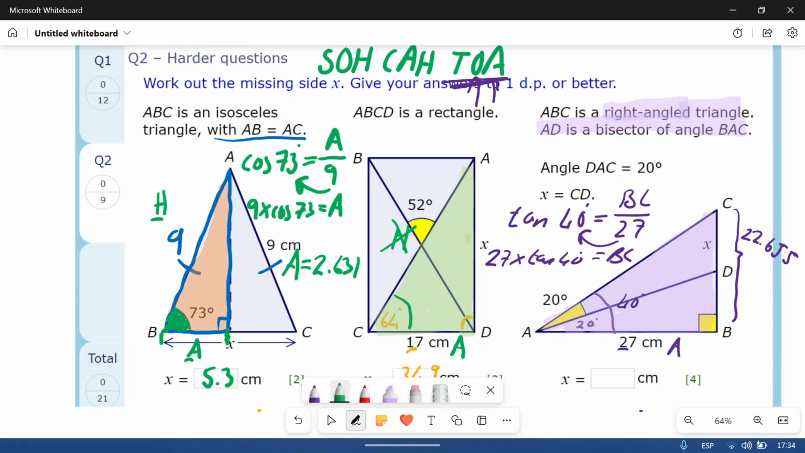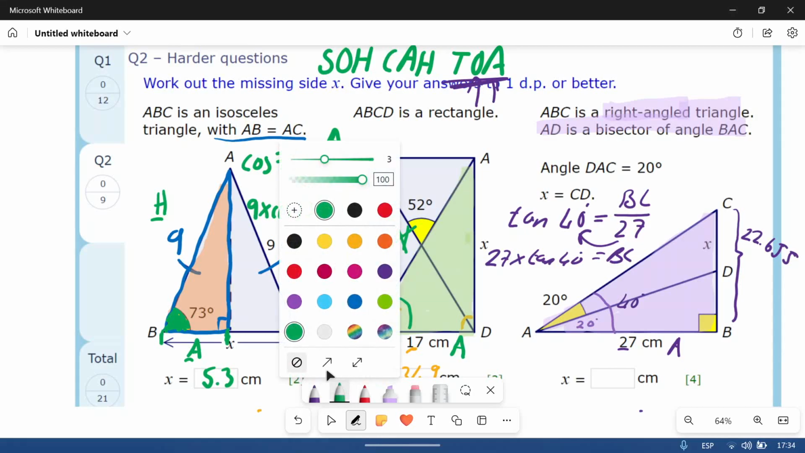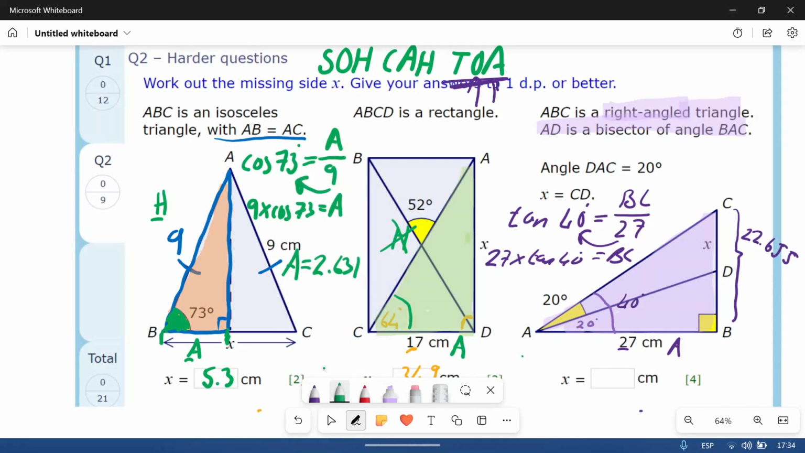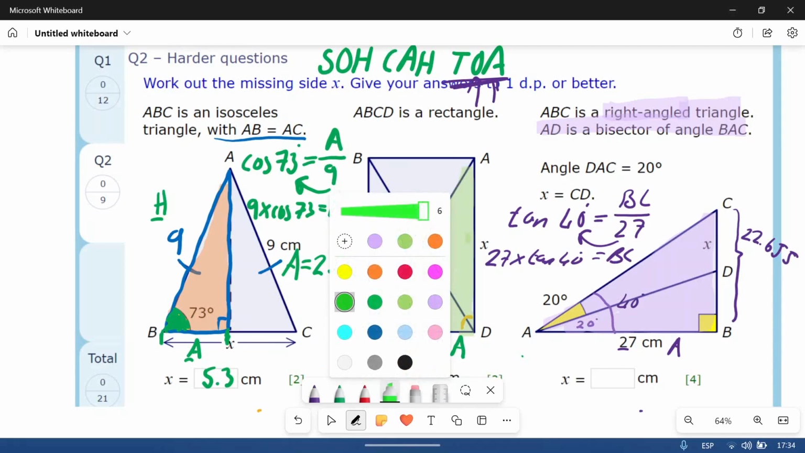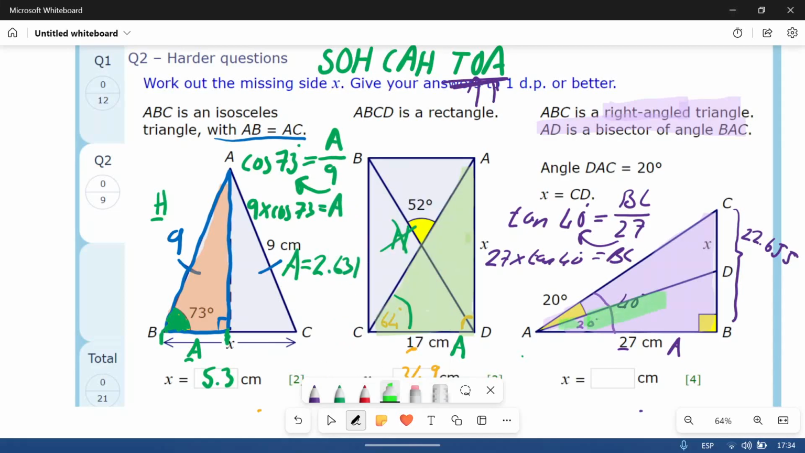Now let's swap colors. Let's go for green. I think what we need to do now is use the small triangle, this one here, and then we can work out BD. In the small triangle, this is still the adjacent and this is still the opposite. So again, we need to do tan, exactly the same, but now we use the 20 because it's the small triangle. Opposite now would be BD over the adjacent, which is still 27.